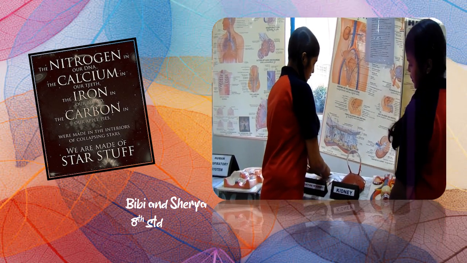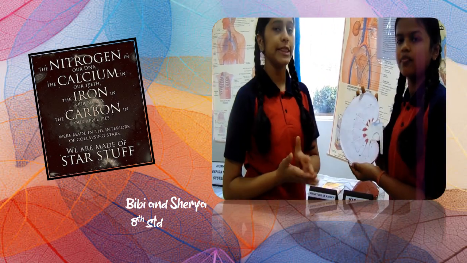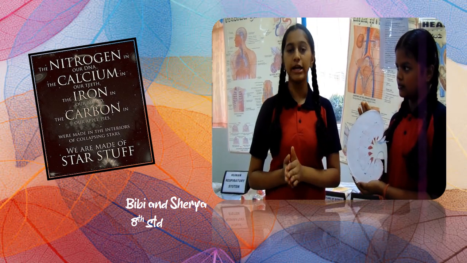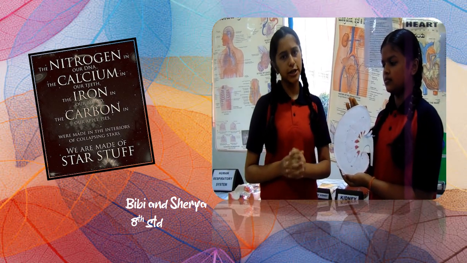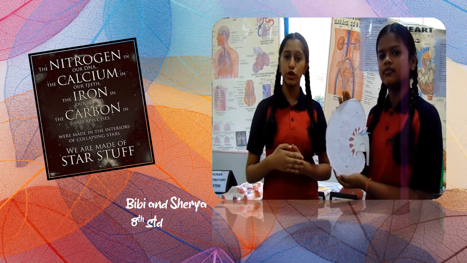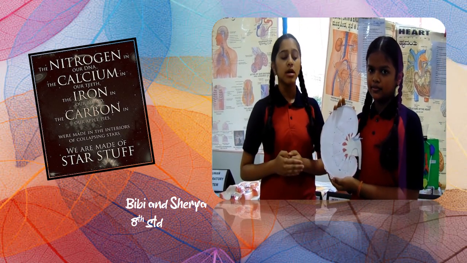Now my friend is going to explain about the kidney. The pair of bean-shaped kidneys receives around 25% of the blood pumped by the heart, because it filters blood employing small filtration units, nephrons, to remove the toxic waste.